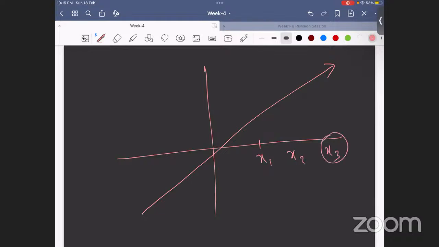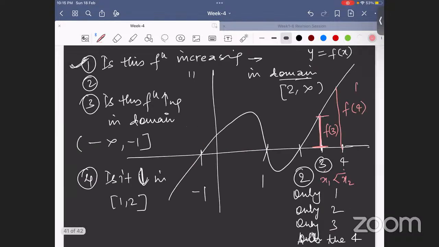You'll see that at x3, the function value is maximum. At x2, the function value is lesser than that. And then at x1, the function value is even lesser than that, right? My confusion was whether we start from the positive to negative axis on the x-axis, or negative to positive. It's always negative to positive, for an increasing function.